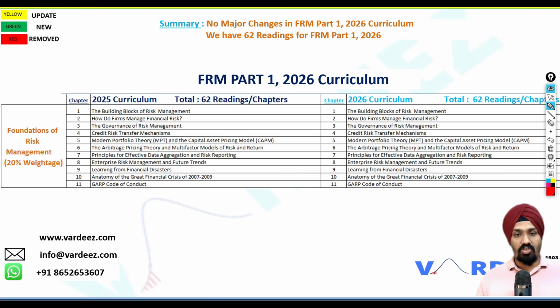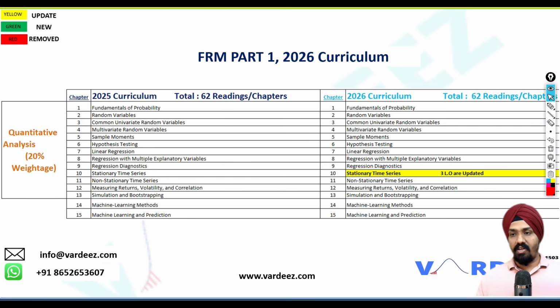But to summarize, for 2026 FRM Part 1, again, we have the entire 62 chapters, no addition, no deletion, nothing. So for foundations, again, the weightage is the same 20%, no change in the curriculum at all. If I move on to quantitative analysis, I would say that there has just been one change in the stationary time series. 3 to 4 learning objectives have been updated, and I'm just going to show you what the update is.